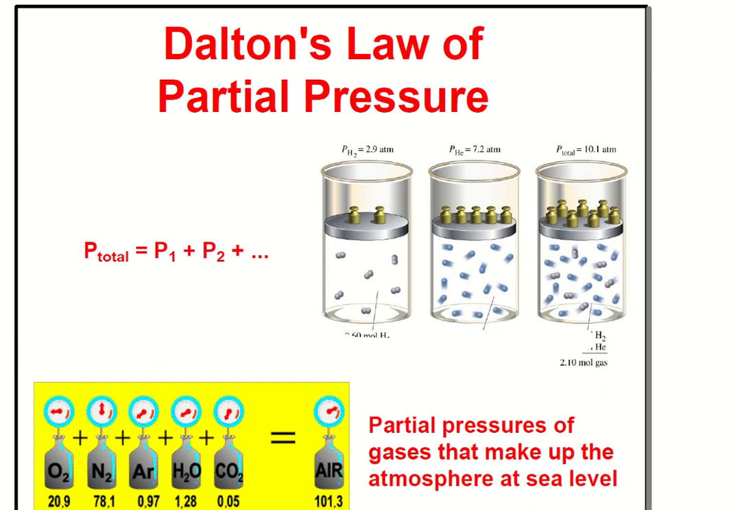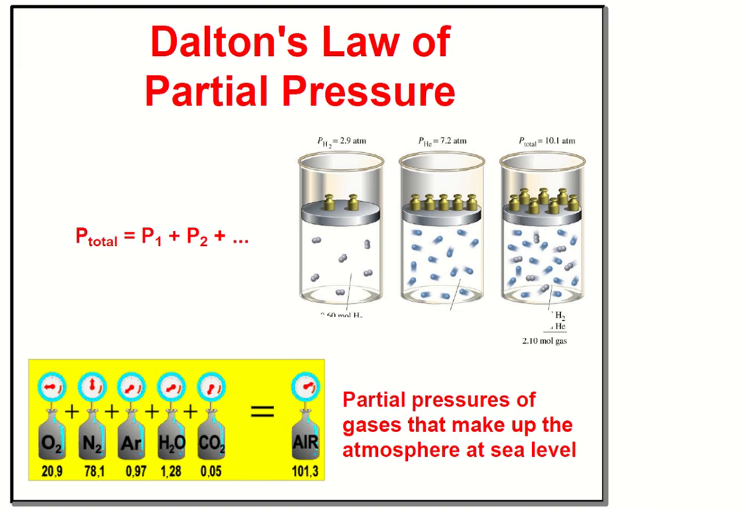Visually, what Dalton's law of partial pressure looks like can be shown right here, where you might have a container full of hydrogen gas under a pressure of 2.9 atmospheres. Next to that, you have another container full of helium gas under a pressure of 7.2 atmospheres. If you were to combine the hydrogen gas from the first with the helium gas from the second, the total pressure can be calculated by summing the two individual pressures.